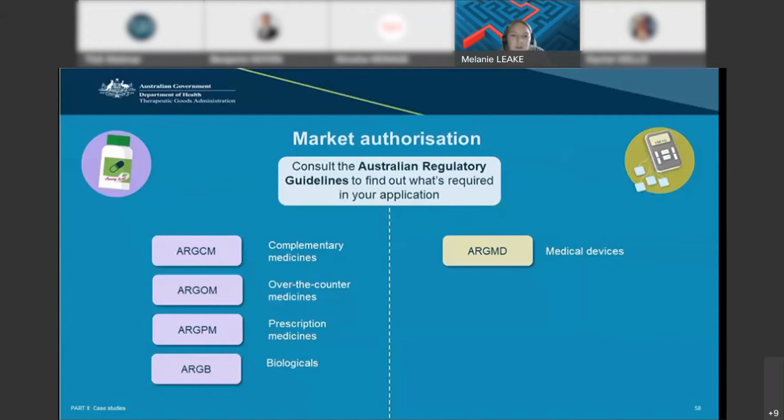So as you can see on the slide, we have the ARGCM for complementary medicines, the ARGOM or ARGOM as we like to refer to it for over-the-counter medicines, the ARGPM for prescription medicines, ARGB for biologicals, and the ARGMD for medical devices. Note that all the purple and green boxes are links which take you to the relevant guidance. So when you receive your presentation from us, there will be certainly links that you can click on, such as these purple and green boxes, which will take you to those particular guidelines.